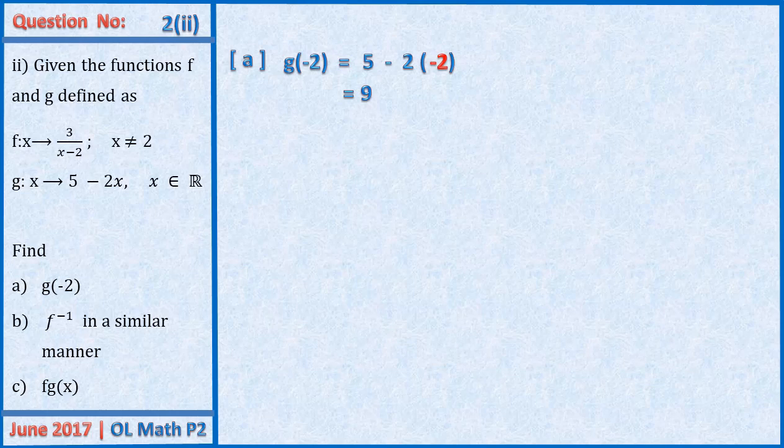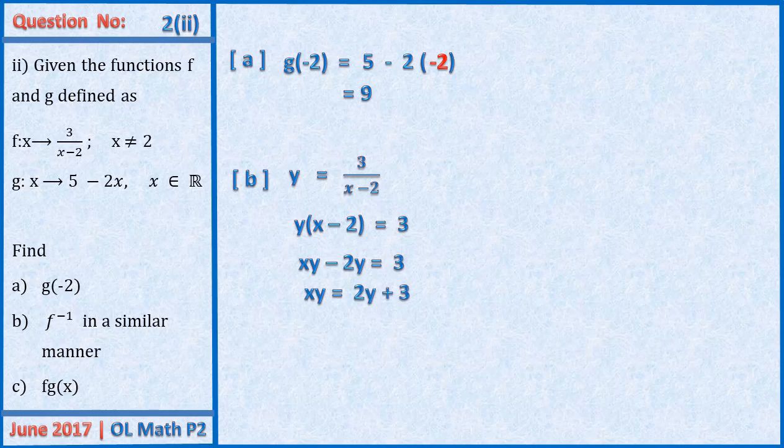In a similar manner, find the function f inverse. In a similar manner here means you should define it in mapping form, and secondly, you should equally give the domain following the example that has been given in the question. So we start by saying let y be equal to 3 over x minus 2. We now have to solve for x. Multiplying both sides by x minus 2, we have y into x minus 2 equals 3. Opening the brackets, we have xy minus 2y equals 3. xy will be equal to 2y plus 3, and x equals 2y plus 3 over y.